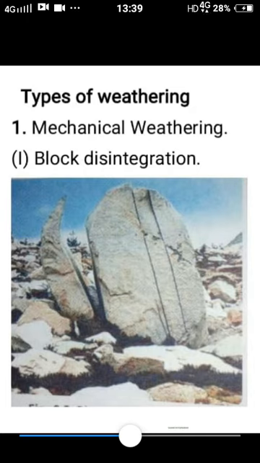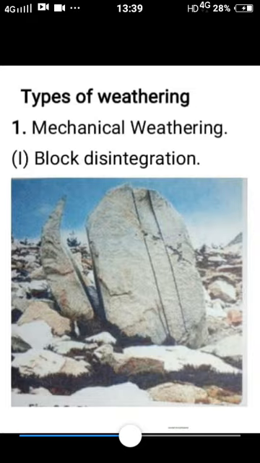Just see in this picture, the vertical line is showing the expansion of the cracks slowly, and after a long time, this rock disintegrates into blocks. So this is called block disintegration.